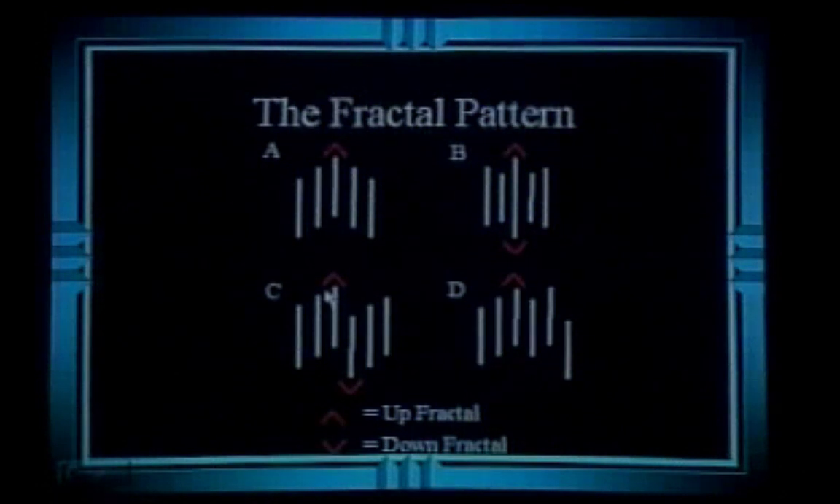We also remember that the different fractals can share fingers. For example, here we have a series of 6 bars where this bar has the highest high preceded by 2 lower highs, followed by 2 lower highs. This low bar is preceded by 2 higher lows and followed by 2 higher lows. So that's an up fractal, that's a down fractal.